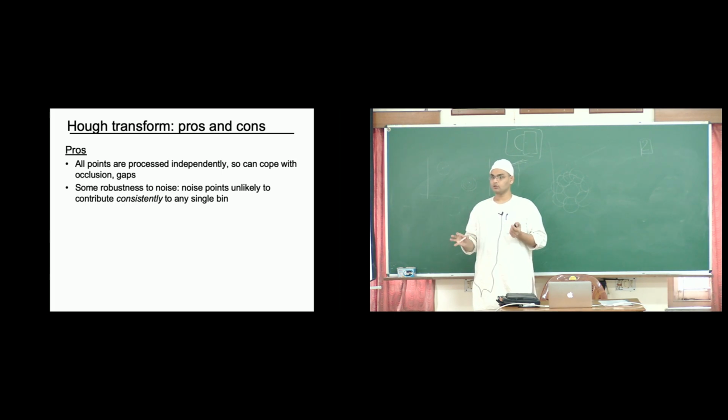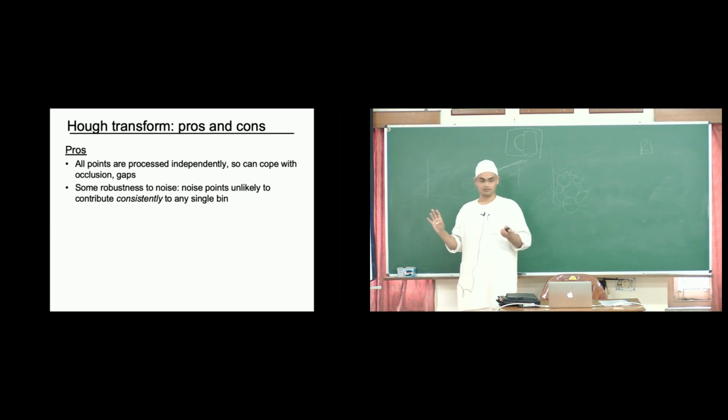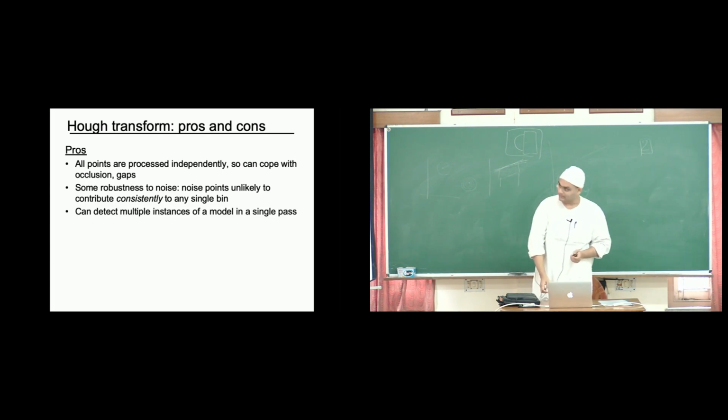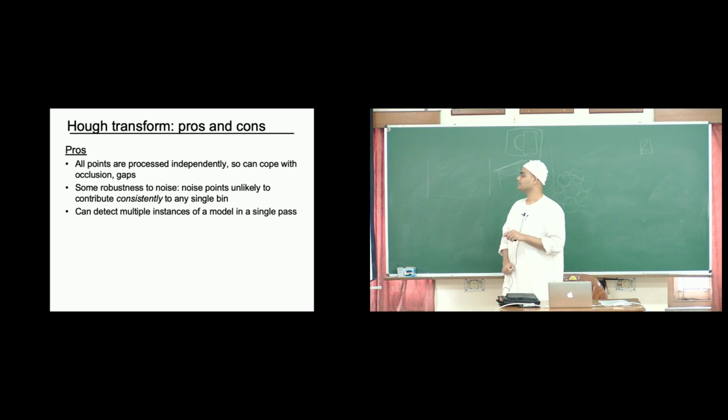Robust to noise. Noise causes problems, but if you do the smoothing, noise cannot be the majority leader because of its randomness. Clear? What else? It can detect multiple instances of a model in a single pass. Whenever you go through, you do not give a vote for only one particular line, you can give votes for all the lines. The same for the circle. In a single pass, you get that.